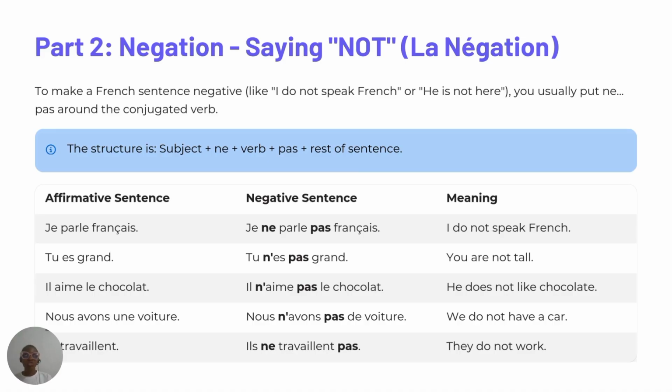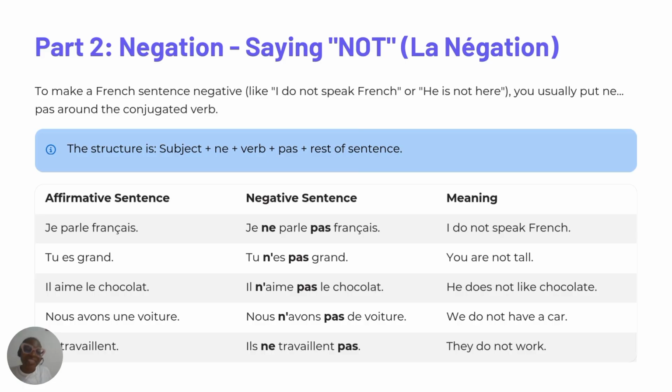Another example is tu es grand. Tu is the subject, es is the verb, grand is the rest of the sentence. So it will be tu n'es pas grand. What happened? We don't want to say tu ne es pas grand. So we did our elision, we eliminated the e and replaced it with an apostrophe. So we have tu n'es pas grand, which is you're not tall. That should be me. Wow, that's talking to me because I'm not tall.